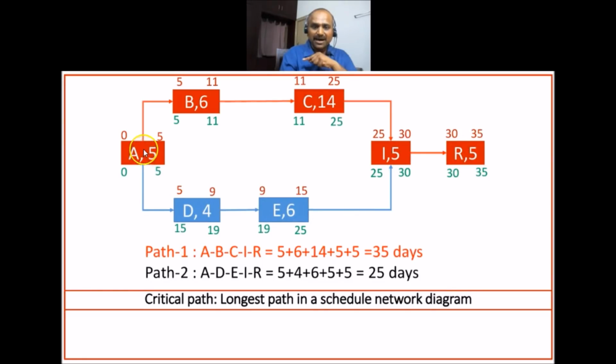So path 1, which is A, B, C, I and R, is giving you 35 days, whereas A, D, E, I and R is taking 25 days. So the longest path in a schedule network diagram is called the critical path. In our example, the critical path is A, B, C, I and R, which is highlighted in red color.